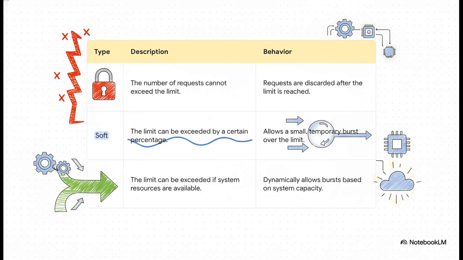So looking at the slide, we've got three main strategies. Hard throttling is the most straightforward. You hit the limit, bam, you're cut off. Done. Soft throttling gives you a little bit of a grace period, right? A small percentage of burst capacity. But the one that's really interesting here is elastic throttling. This is a much more dynamic, a much smarter approach. It basically says, hey, if the backend services have spare CPU and memory just sitting there, let's allow a temporary burst. It intelligently uses that excess capacity instead of just letting it go to waste.